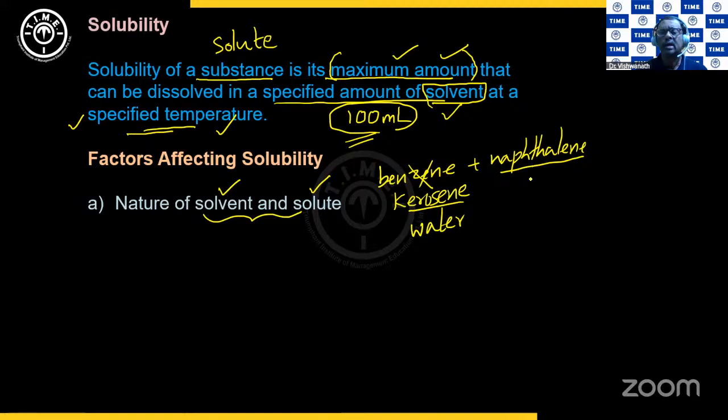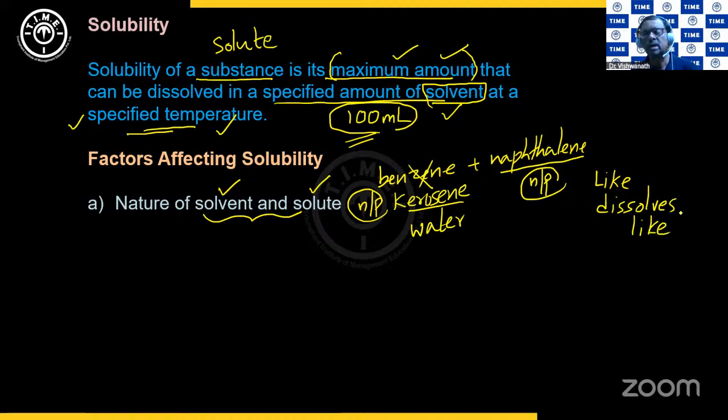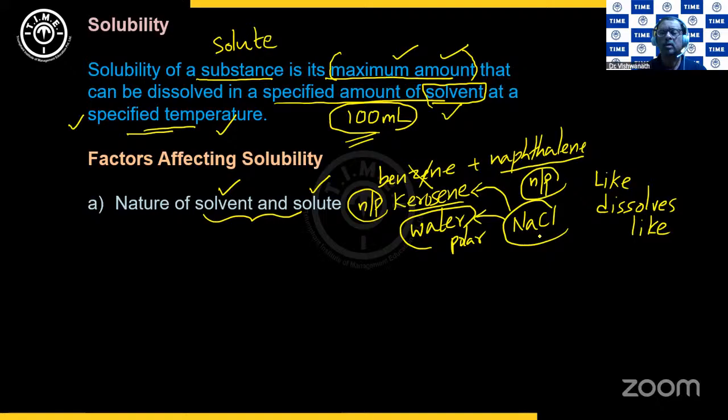So naphthalene is basically non-polar. And the non-polar will dissolve in a non-polar, which is how we say like dissolves like. It means a non-polar solute will dissolve in a non-polar solvent, whereas polar water cannot dissolve naphthalene. Polar water can dissolve sodium chloride. The same sodium chloride cannot get into kerosene, but can get into water, because non-polar and non-polar will match, polar and polar will match. So NaCl dissolves in water, but doesn't dissolve in kerosene.